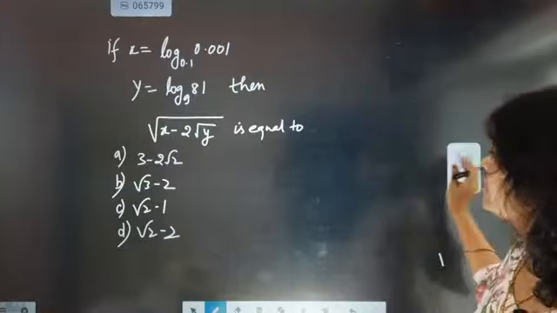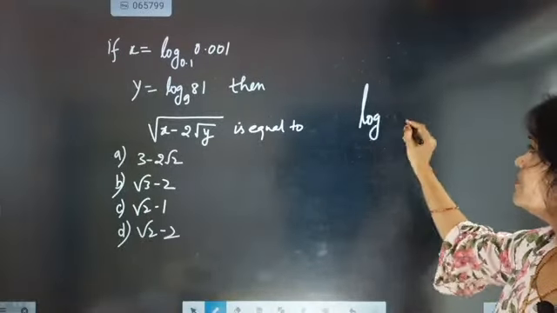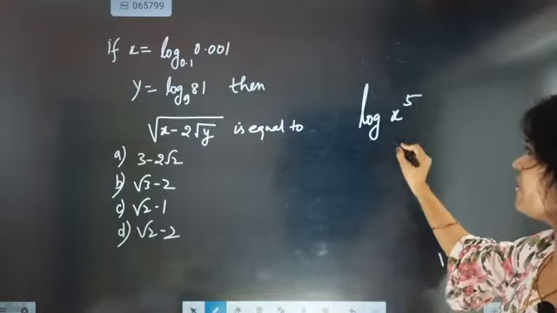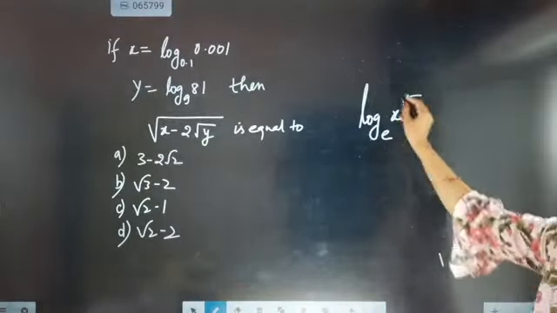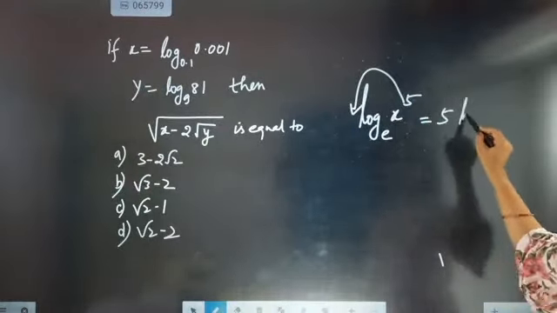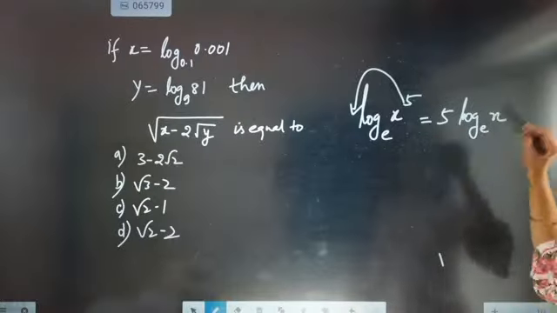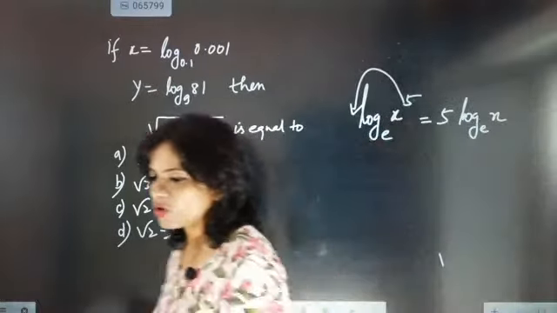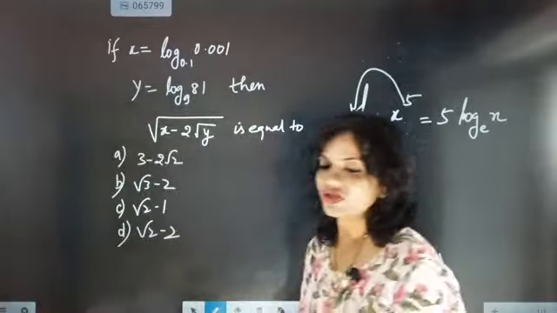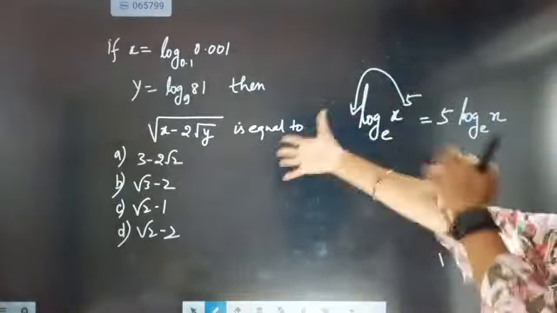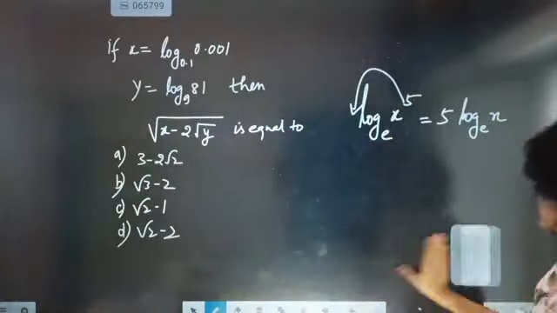So if somebody gives you log base e of x to the power 5, you have to understand that everything stays the same and only this 5 goes in front: 5 log base e of x. I hope you have understood this one. Shall we go for solving the question in front of us? The big question is waiting for us.